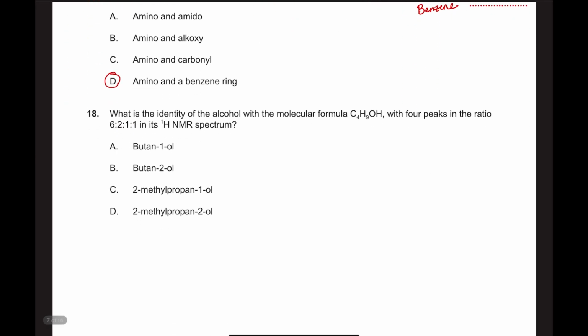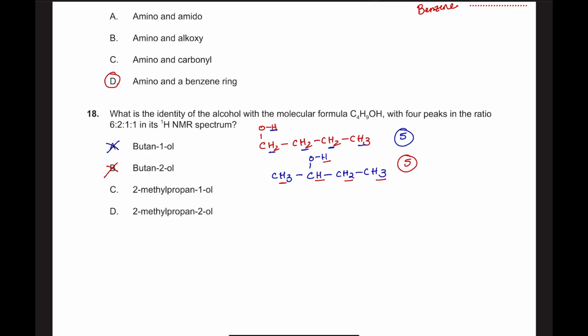Okay. What is the identity of the alcohol with the molecular formula C4H9OH and which has 4 peaks? 4 peaks means it should have 4 different hydrogen environments. If you do butane 1-ol, how many different hydrogens are there? 1, 2, 3, 4, 5. You have 5 hydrogen environments, not 4. So has to be rejected. Butane 2-ol now. So 1, 2, 3, 4, 5. Again, 5 different hydrogen environments, rejected.